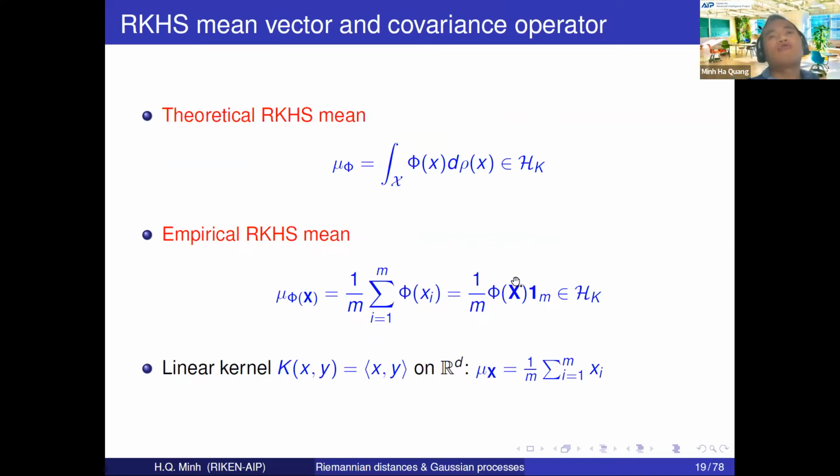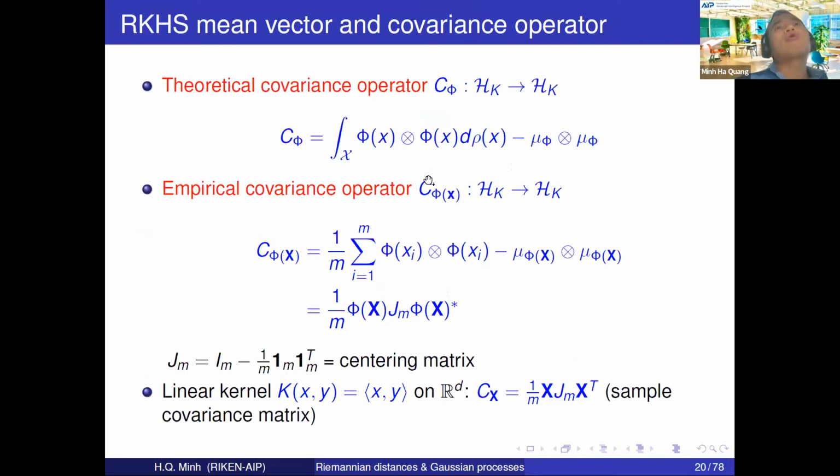Now, if we have the linear kernel, for example, on a Euclidean space, then this mu_X is just equal to the sample mean of the x_i. So instead of the summation of x_i, we just map x_i to phi(x_i). And this one will also be just the expected value of X. And similarly, we can define also the RKHS covariance operator, which maps from H_K to H_K. So this is like V_x V_x transpose here, and then this is the empirical covariance operator given the data points x_1 up to x_m.